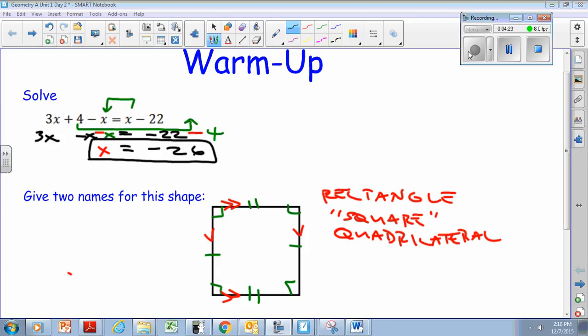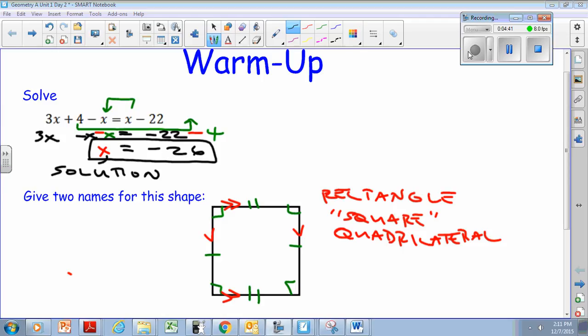When all the letters are on one side and all the numbers on the other, that's how you know you solved it. X is what? What is the official name of X in this problem? So it's the letter X. It is the solution. When you solve an equation, you have found the solution.